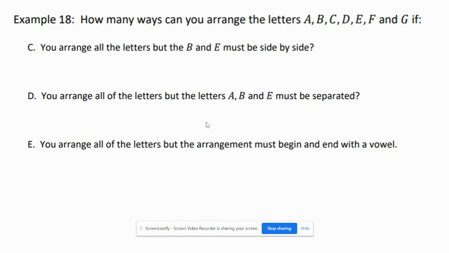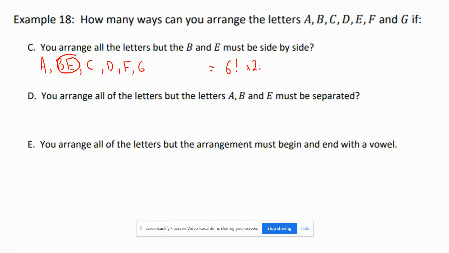Okay, 18. I think we did a question similar to this in the previous one, but the B and E must be side by side. The way I'm going to treat this is we have A, B and E have to be side by side, C, D, F, and G. So really what we're doing here is we're treating B and E as if they were one letter. So instead of arranging 7 letters, but B and E are 1 letter together, we only have 6 letters. So the way you can arrange 6 letters is 6 factorial.